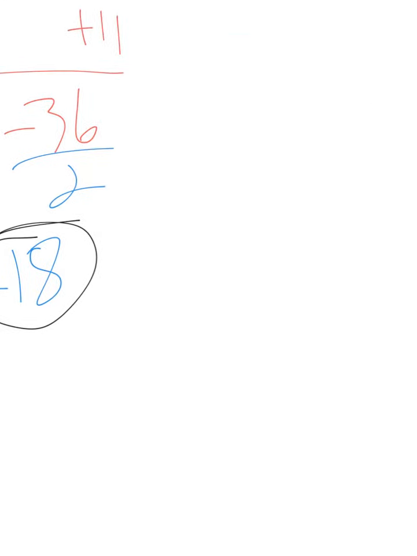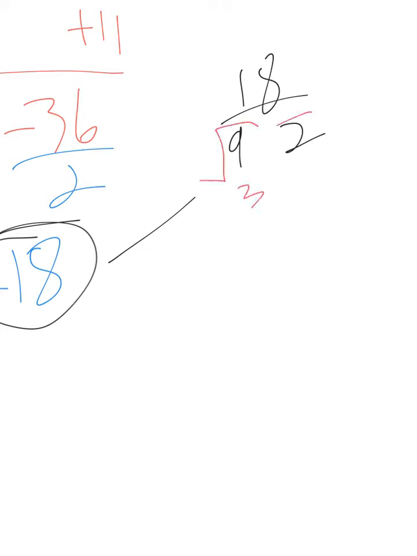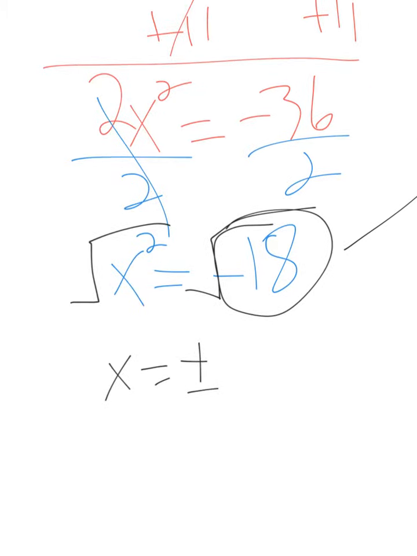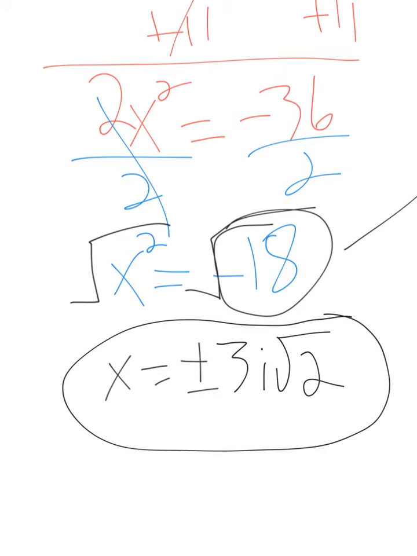Yes, I can. So let's see here. 18 is 9 times 2. So what's the square root of 9? 3. The square root of 2 wouldn't simplify, so we're going to write the square root of 18 as 3 square root 2. But since it was a negative 18, we're going to say it's 3i square root 2, okay? So I'm going to write x equals plus or minus 3i square root 2 instead of plus or minus square root of negative 18.